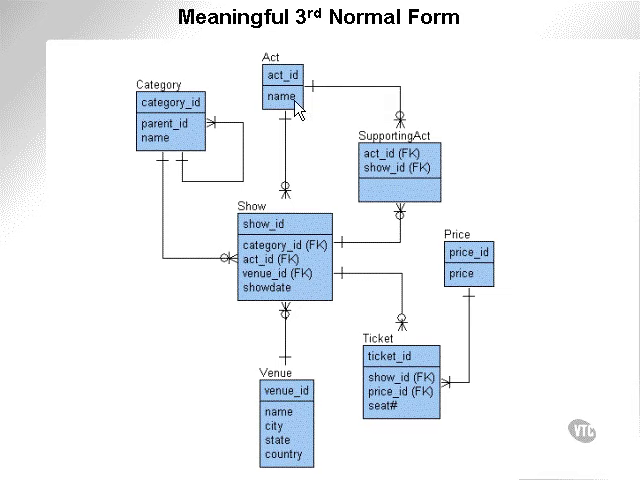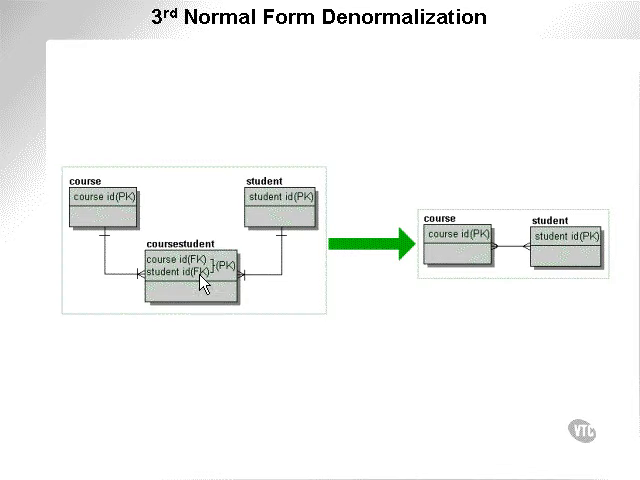The many-to-many relationship between the act and the show entities can be resolved into a single entity called supporting act. It is meaningful. It has a name which makes sense. Here's another many-to-many resolution join. I call this one meaningless because all we've done is we've taken the course entity and the student entity, placed them together and called it course student. We do not have a specific name for it that means something else other than course student.